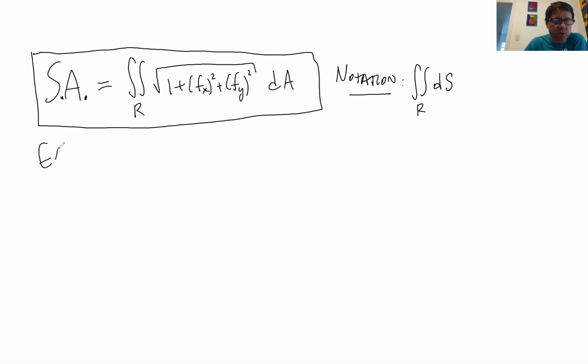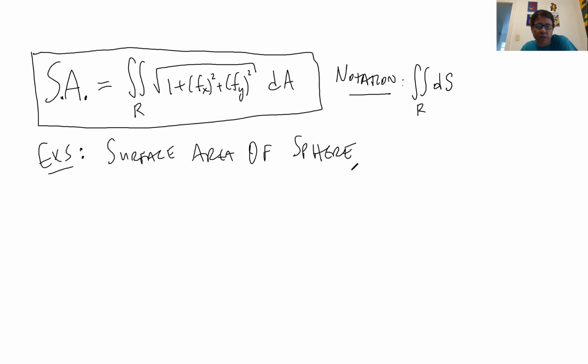Let's do some examples here. We're going to do 2 classic examples, just the surface area of a sphere to start off with. And maybe you already know the answer, but if you don't know the answer, then this will be the derivation of it. It's in the book, it's in lots of tables. So we're in for a treat.